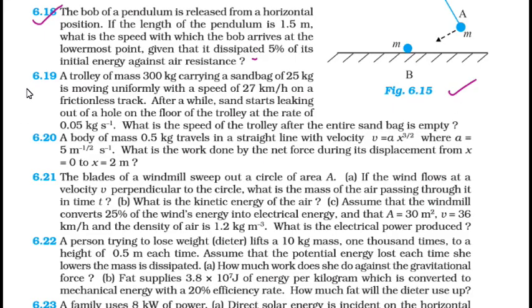So the next problem is 6.19. A trolley of mass 300 kg carrying a sandbag of 25 kg is moving uniformly with a speed of 27 km per hour on a frictionless track. After a while, sand starts leaking out of a hole on the floor of the trolley at a rate of 0.05 kg per second. What is the speed of the trolley after the entire sandbag is empty?